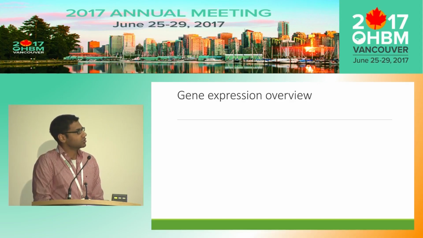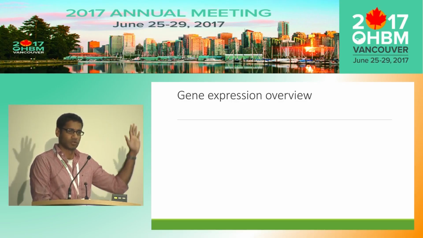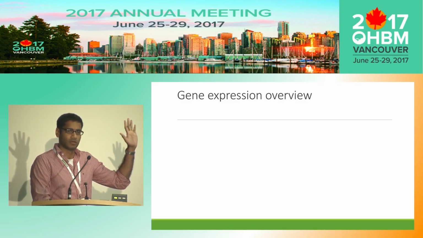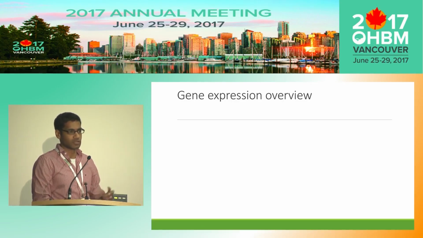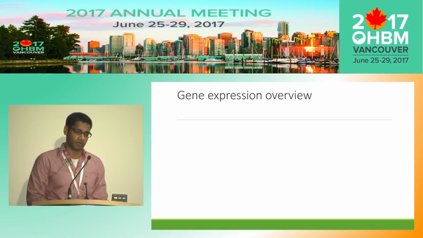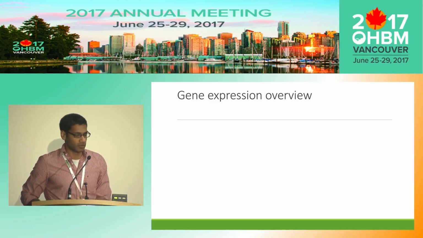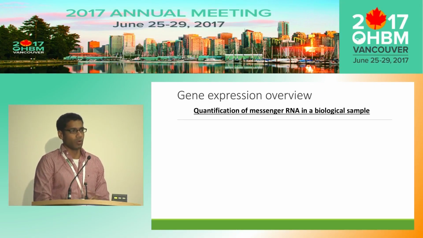So this is an overview of gene expression. How many of you are familiar with gene expression data? How many have actually worked with this type of data? Okay, some of you haven't. For some of you, this might be completely new. You might not even know what this means. So I've put together a little slide to talk about what we mean when we talk about gene expression data.